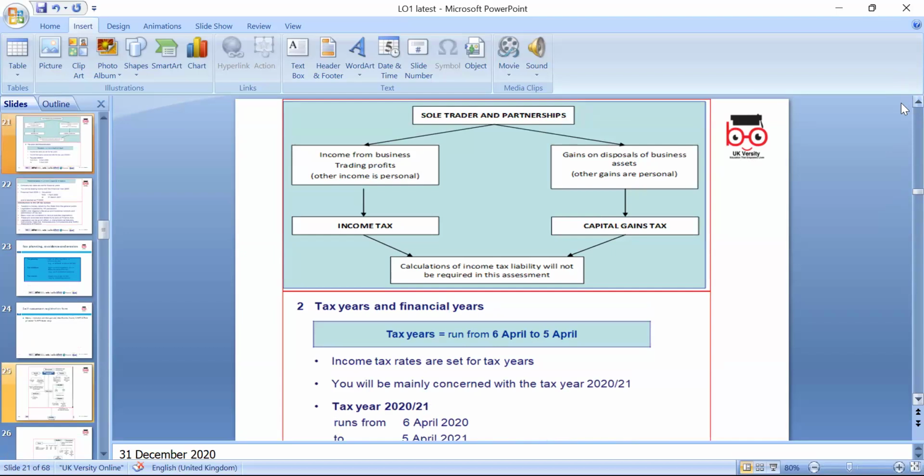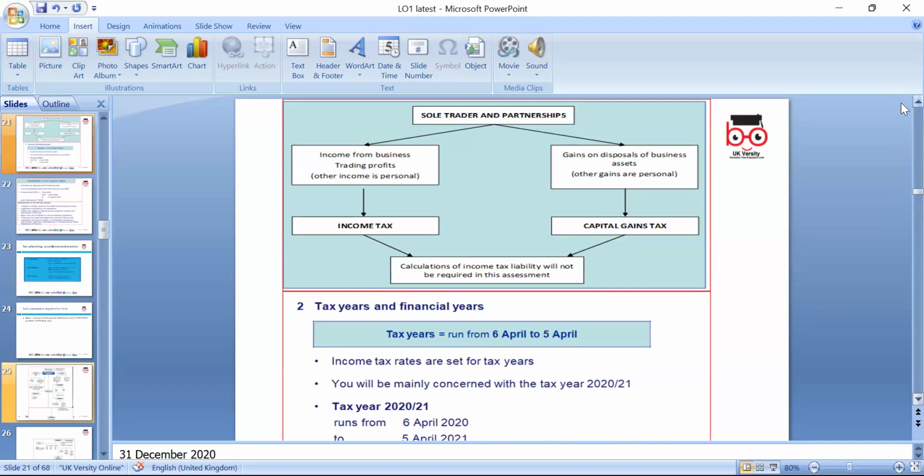Sole traders and partnerships do self-assessment: trading profit, income, and we do the gain on the disposal of assets or other gains, the capital gain. We calculate the income tax liabilities, which will not be required for this assessment.